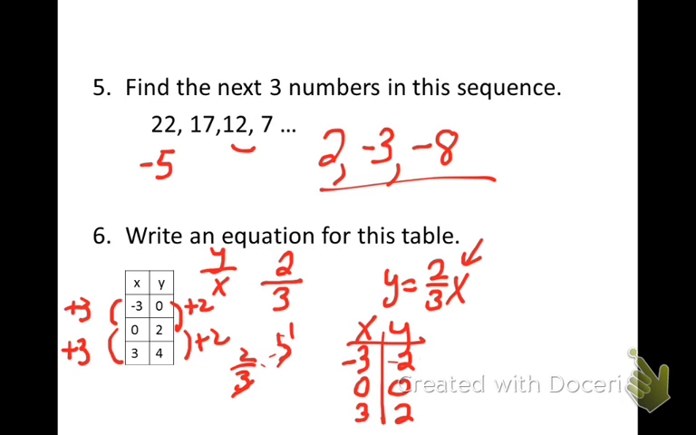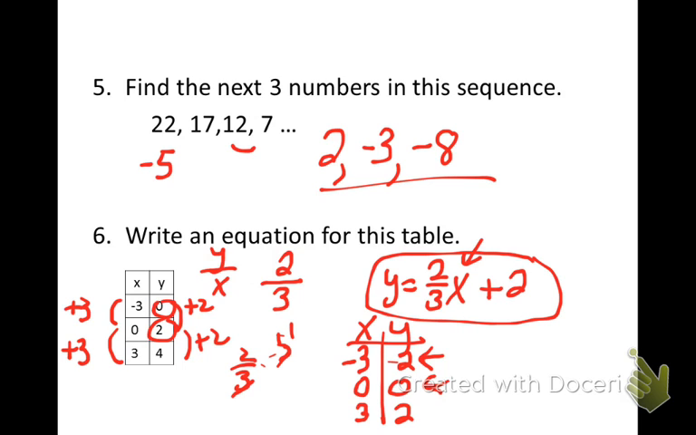So I need to ask myself, what do I do to this number, negative 2, to get the 0 that I wanted to get? What do I do to 0 to get the 2 that I wanted? Well, the pattern is that I have to add 2. So that's how I have to adjust my equation. So my equation would be y equals 2/3 x plus 2. If I stick these x values in, I will get these y values that I was given. So now it would work.